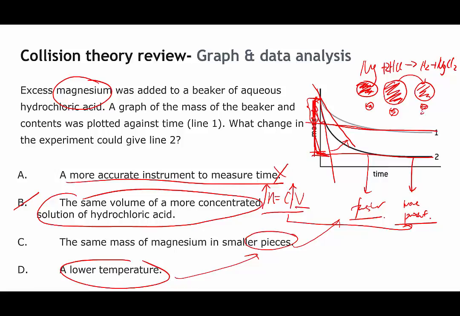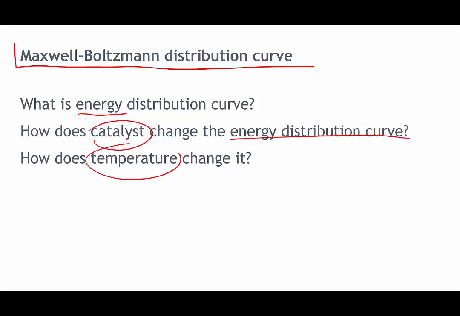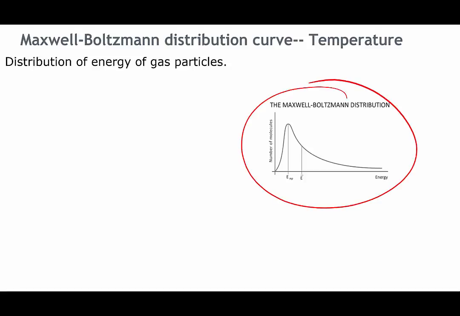Now we're going to talk about something called the Maxwell Boltzmann distribution curve. What is the Maxwell Boltzmann energy distribution curve? How does a catalyst change the energy distribution curve, and how does temperature change it? The first one, what is the Maxwell Boltzmann distribution curve? Well, here's what it looks like. It is a graph that describes the distribution of energy of gas particles.